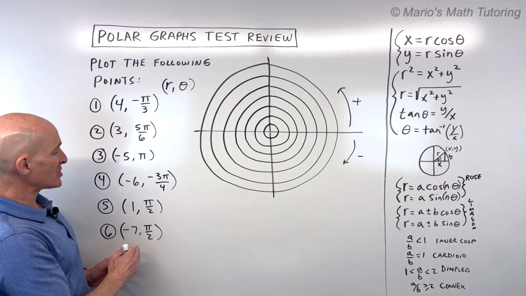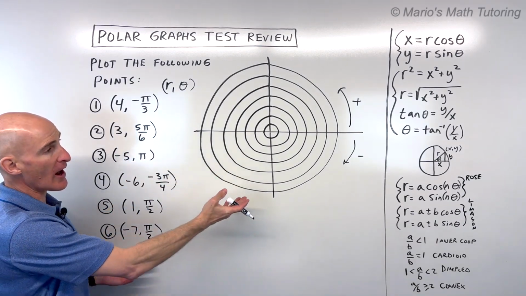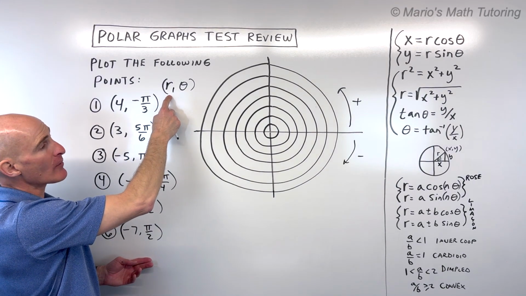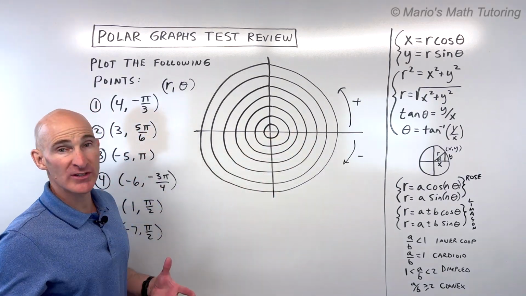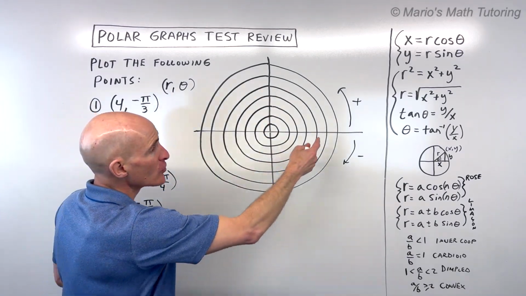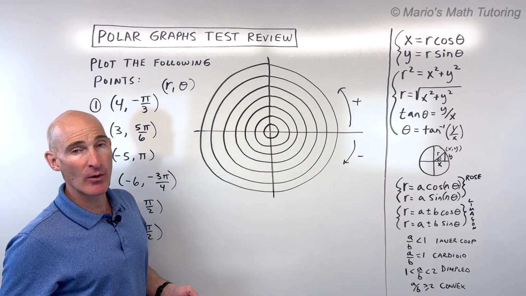The first 6 questions, what we want to do is plot these points on this polar graph. Now remember, it's r comma theta. So the r represents the distance from the pole, almost like a radius. And theta is your angle of rotation. Remember, when you rotate counterclockwise, it's positive. Negative is a clockwise rotation.